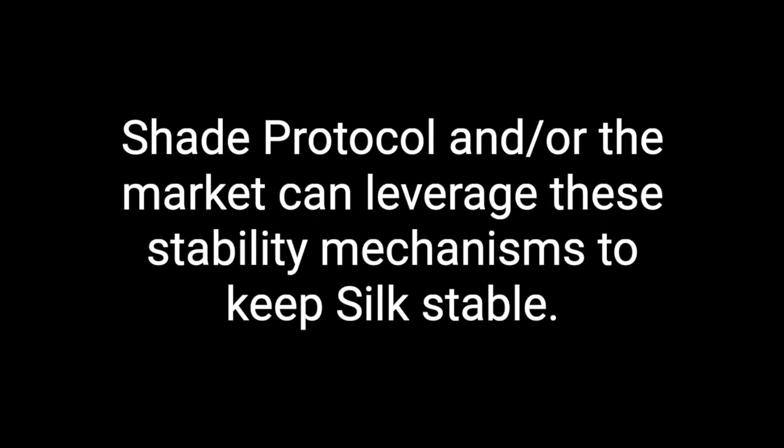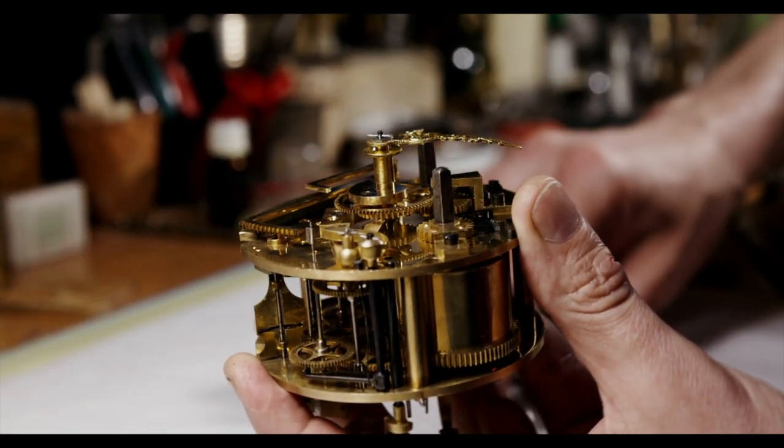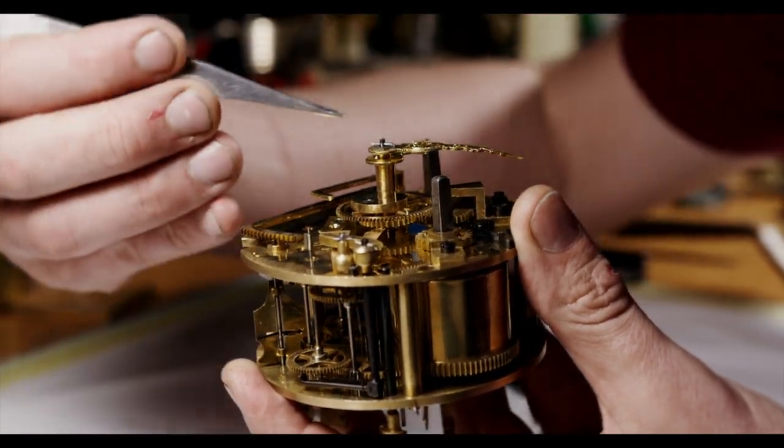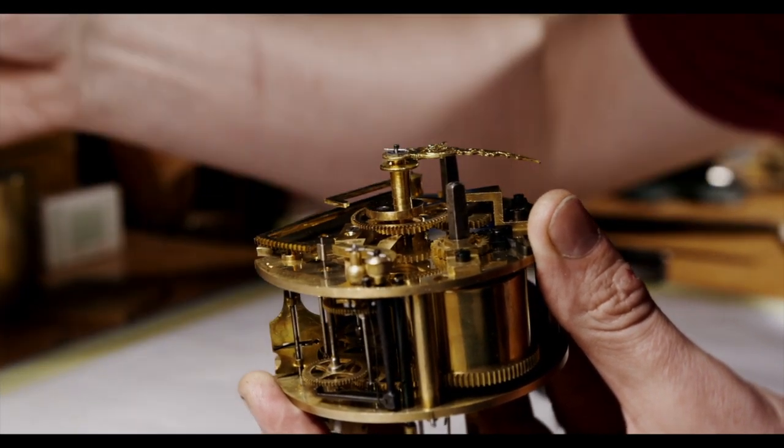In order to be able to move Silk up or down effectively, both the protocol and the market need to be able to and incentivized to do this. And that's what these stability mechanisms are. They can tune Silk up or down. Another way of describing this is that these stability mechanisms help manage complex risk in a way that protects the value of Silk and keeps it stable.